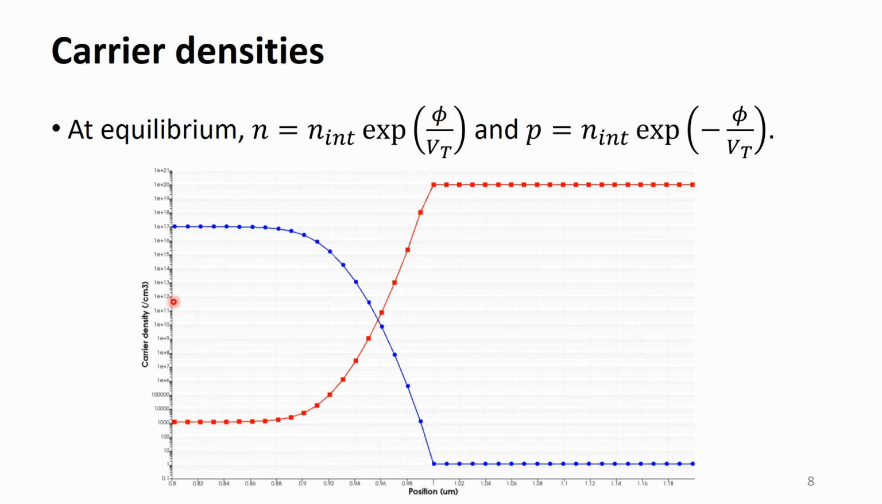Therefore, in this semi-logarithmic scale, they must be identical except for the offset value. And you may notice that the hole density is a mirror image of the electron density. It is also understood when you see an expression for hole density at equilibrium.